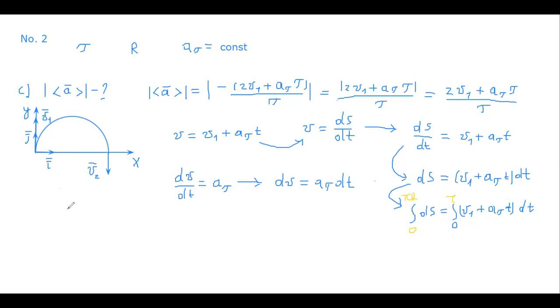We have not much time, so I'll do it myself. From 0 to PR, ds will result in PR. And what about this? From 0 to tau, v1 plus a tau multiplied by t, dt.